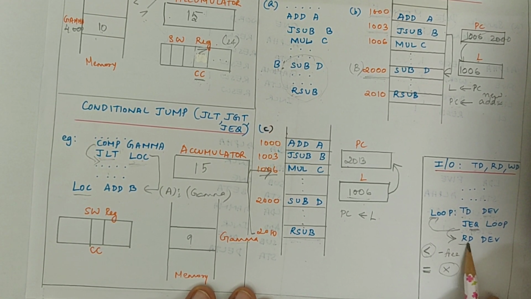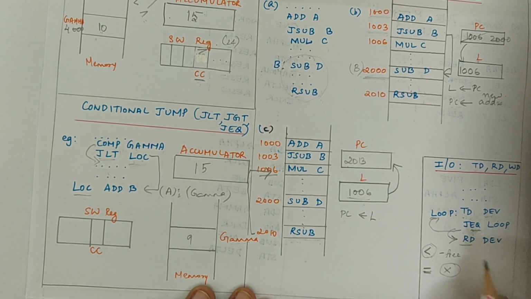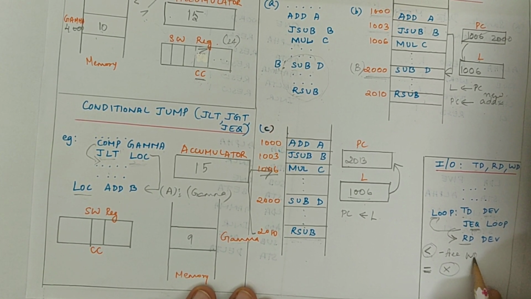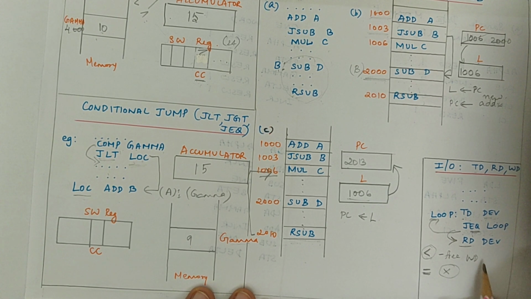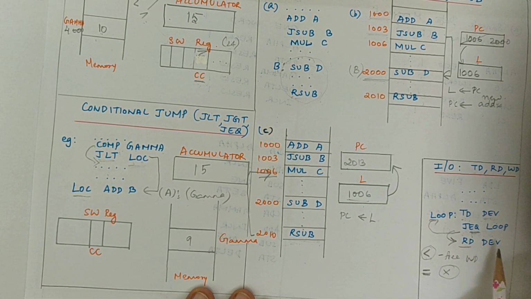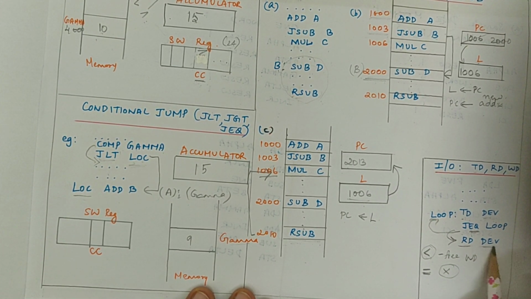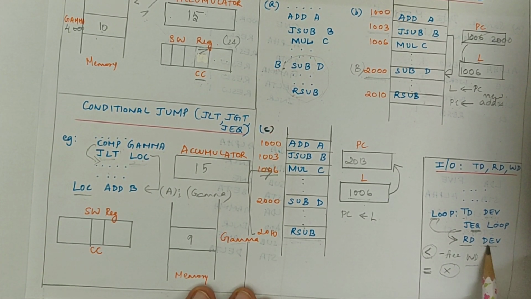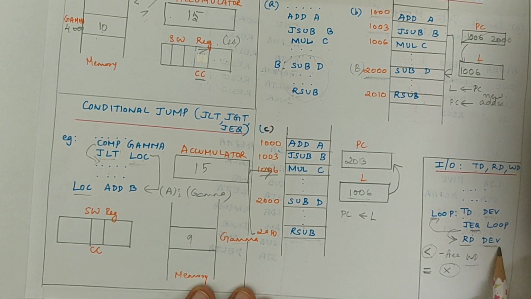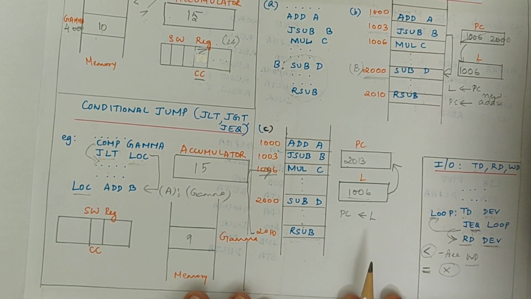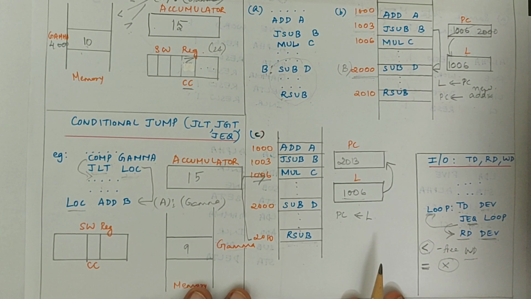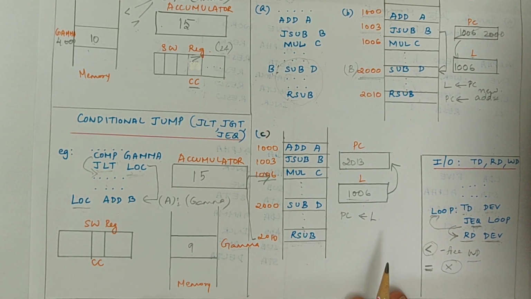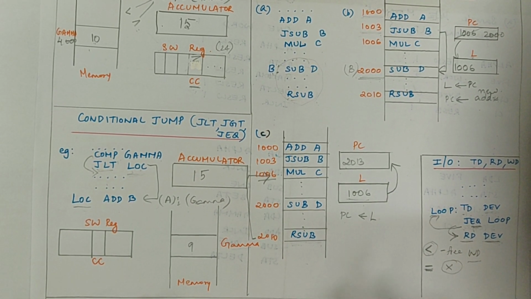Then you can have a read data or a write data operation happening. Read data means it will read 1 byte from this device. WD will write 1 byte to the device which is mentioned here. Okay, so this is an overall idea about all the instructions that come in SIC.